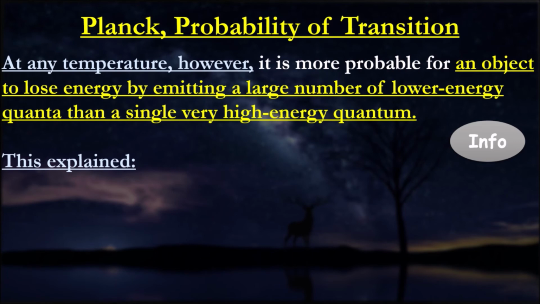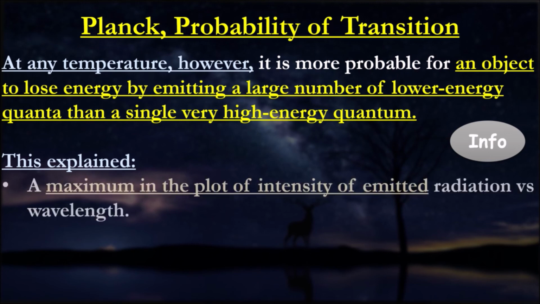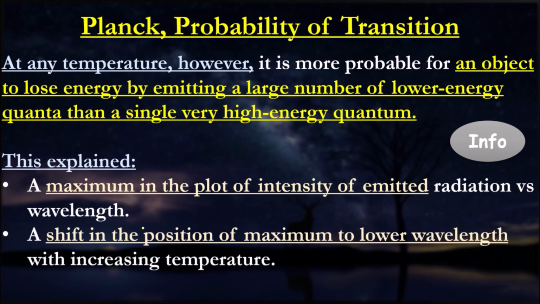So at any temperature, just remember there is always a release of electromagnetic radiation. And so that explains to us the maximum plot of intensity of radiation against wavelength, and it also demonstrates to us why, as we increase temperature, there is a shift from a high wavelength to a lower wavelength.